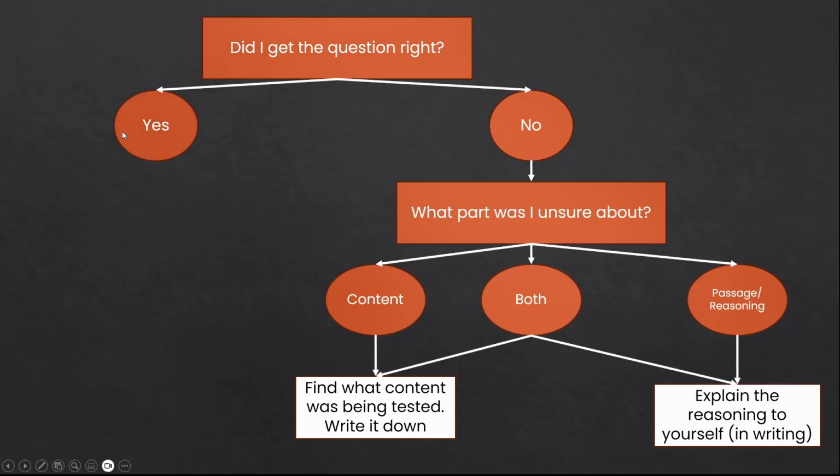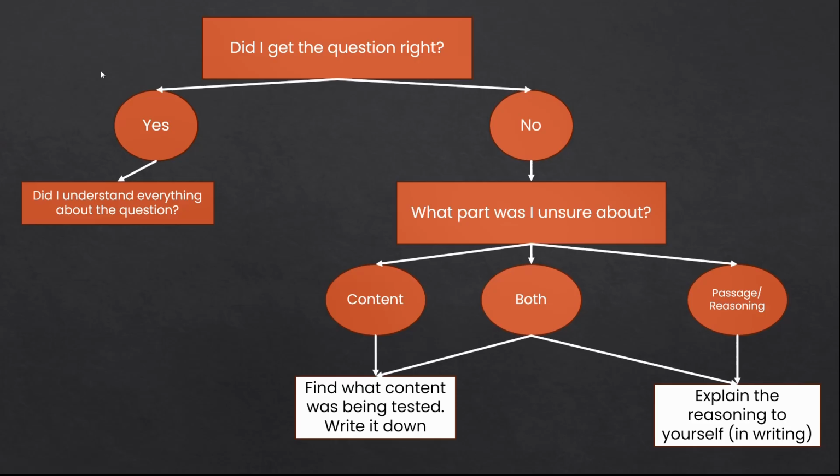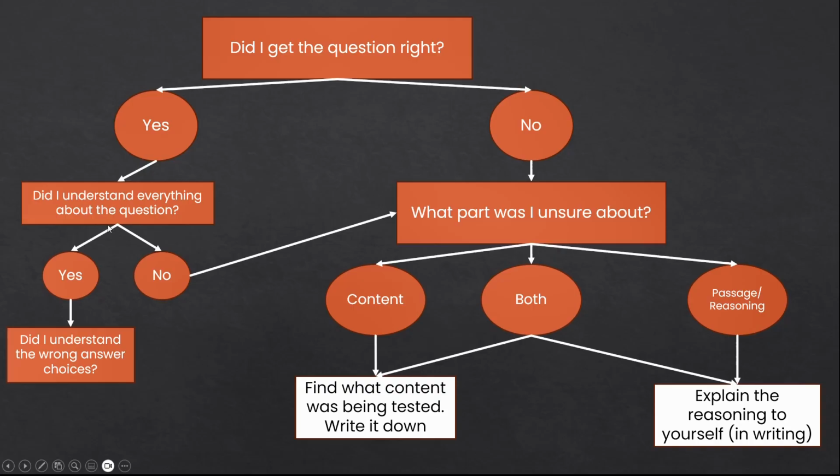So this is where I've created a new map that says that if you get the question right, did you understand everything about the question? Sometimes you get a question right because you happen to guess, or you happen to get lucky. And if I didn't understand everything about the question, what part was I unsure about? Then I should follow this map. If it's content that I was unsure about, then I should still review the content, even if I got it right. If it's the passage or the reasoning, I should try and explain it to myself. And if I do understand everything about the question, I still have to answer the question: did I understand the wrong answer choices?